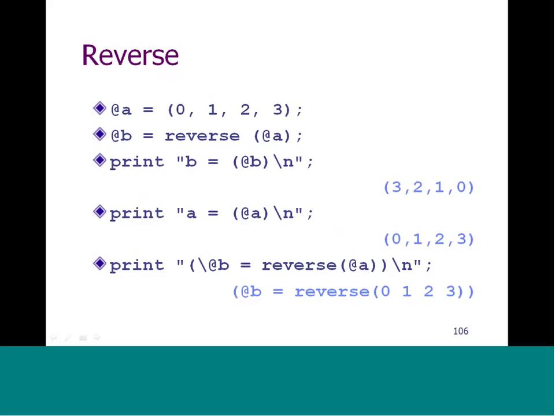In this array, for example, the dollar A is 0, 1, 2, 3. So this one is the dollar A, 0th element, this is $A1, etc., and this one is $A3. Now we say the new array @B is reverse of @A. One thing you notice is that when we declare a new array, we don't have to declare it upfront. We can directly make that assignment.